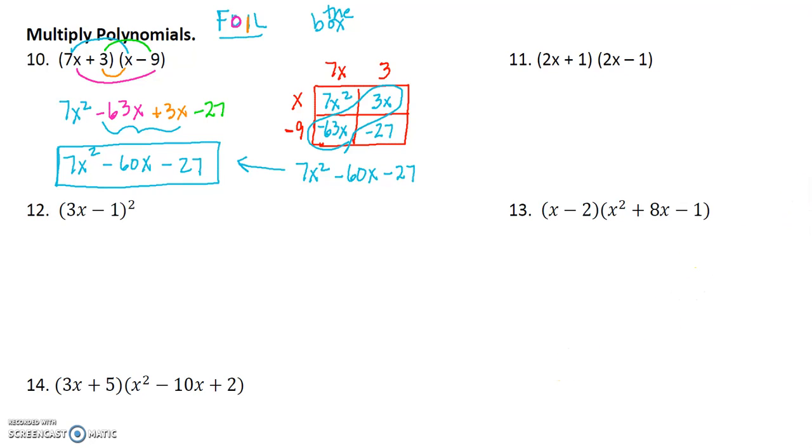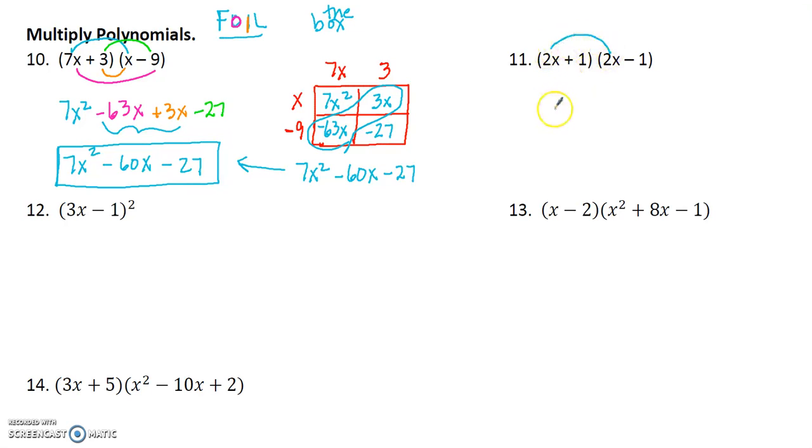Number 11, again, it is a FOIL problem, or the box, but it is a special case because if you'll notice, we have 2x plus 1 and 2x minus 1. The only thing different here is our signs. One is a positive and one is a negative. And so when that happens, do you guys remember the little trick? I only have to do the first and the last.